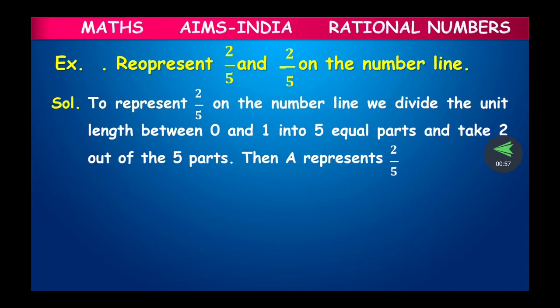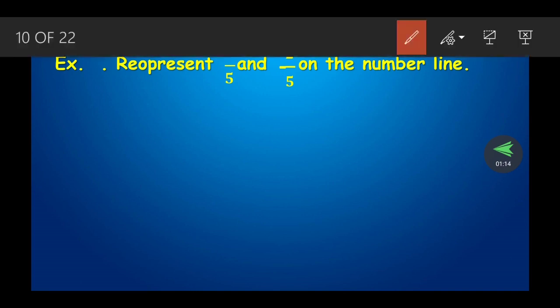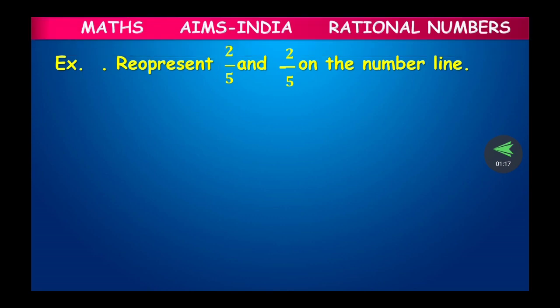Let's see with examples. Here we have to represent 2 by 5 and minus 2 by 5 on the number line.